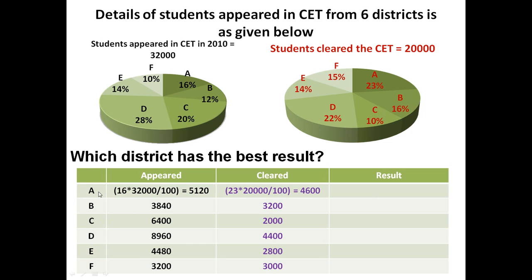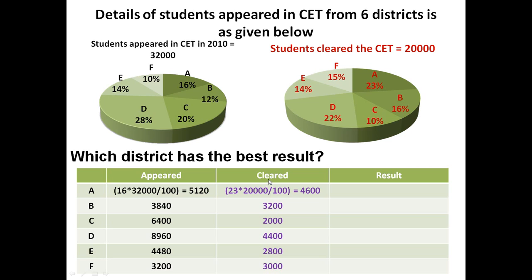A, B, C, D, E, F, 6 districts are there. Number of students appeared, number of students cleared. If we see A district, total 16% of 32,000 appeared. So 16 into 32,000 divided by 100 is equal to 5,120. From district B, 12% appeared. Similarly, that will be 12 into 32,000 divided by 100. Like this, you can calculate the number of students appeared from each district.